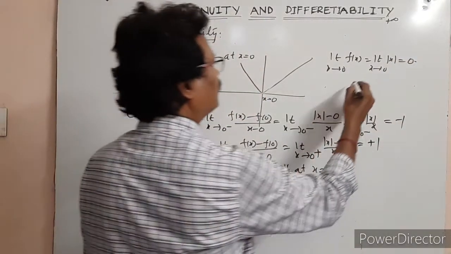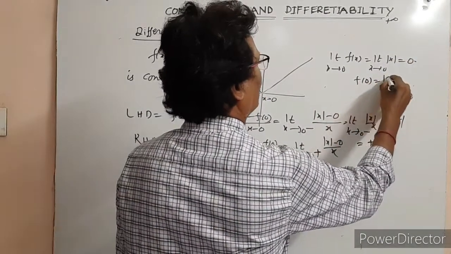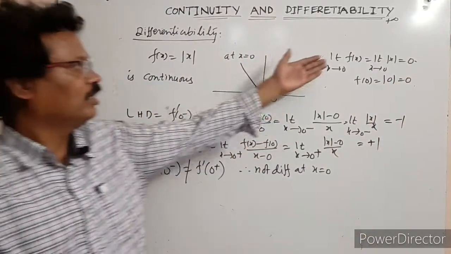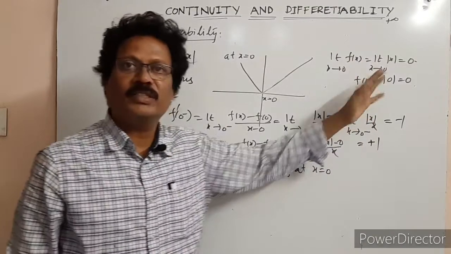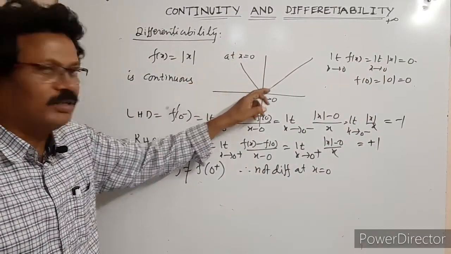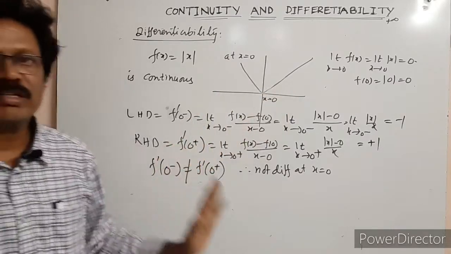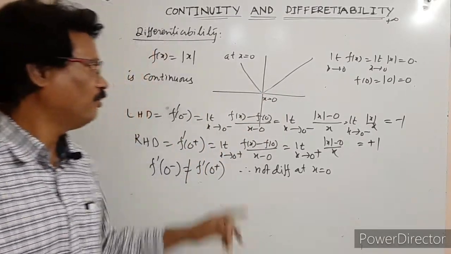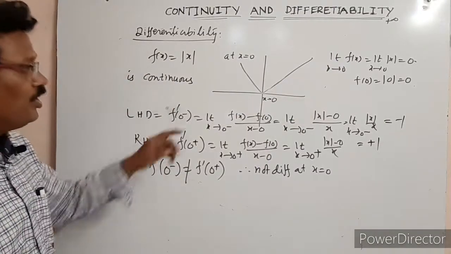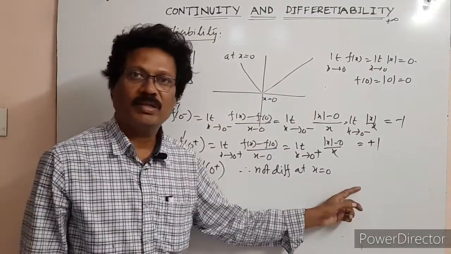And what is f of 0? F of 0, mod 0 is 0 only. Therefore, this limit is equal to f of 0, it is continuous. Or we are drawing the graph without lifting the pen at x is equal to 0, it is continuous at x is equal to 0. By the graph also we can say, we can write like this. Now, continuous but not differentiable.